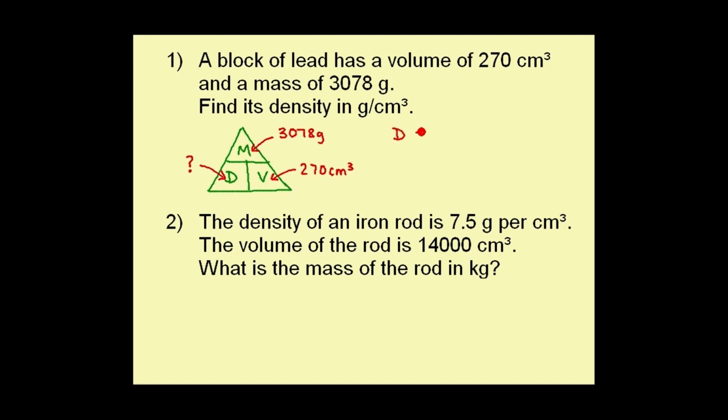So the density will be the mass, which is 3,078, divided by the volume, which is 270. I can use a calculator to do this, and I get the answer 11.4 grams per centimetre cubed. The last thing I'm going to do is just check that I've given this in the correct units. I'm asked for grams per centimetres cubed, and I've got grams per centimetres cubed.